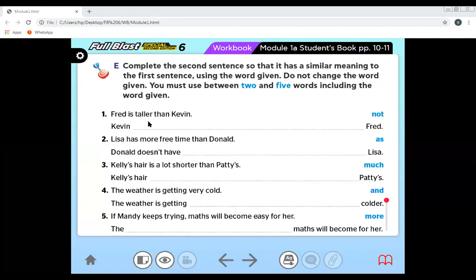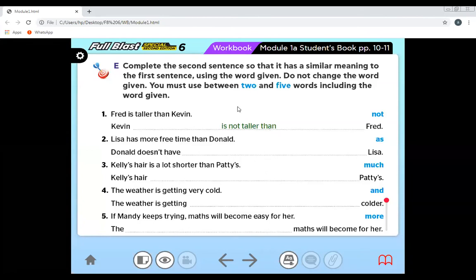Excellent. Or we can make it with as form. It will be Kevin isn't as tall as Fred. Isn't can be isn't taller than or isn't as tall as. It can be the same. Well done, my dear. Let's go to number 2. Lisa has more free time than Donald. He wants you to use as. Donald doesn't have. Who knows the answer?